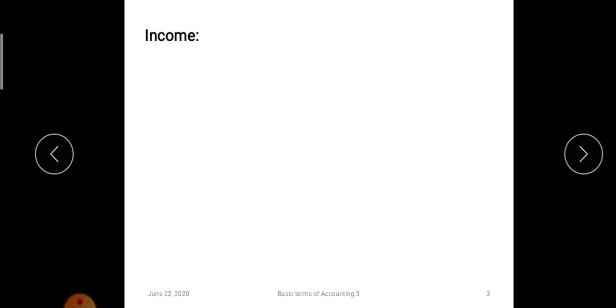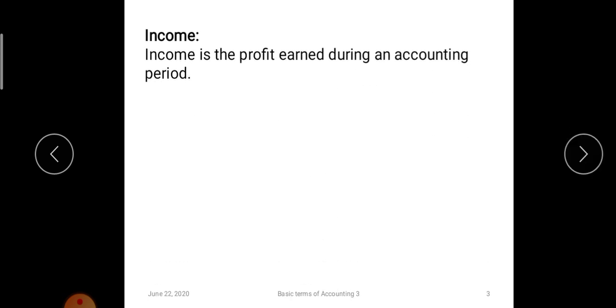So these all are expenses and they are incurred to generate revenue. Next term is income. Now, income is a broader term than profit. Income is the profit earned during the accounting period. The formula is income is equal to revenue minus expense. Just now we had discussed the meaning of revenue and expense. So the difference between these two is income.